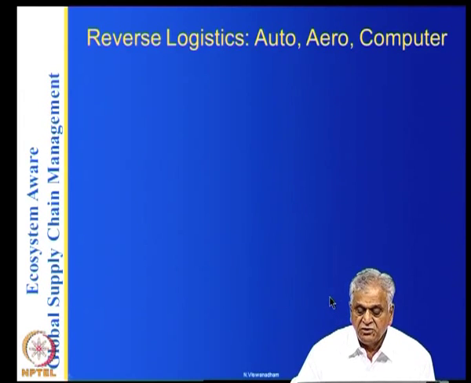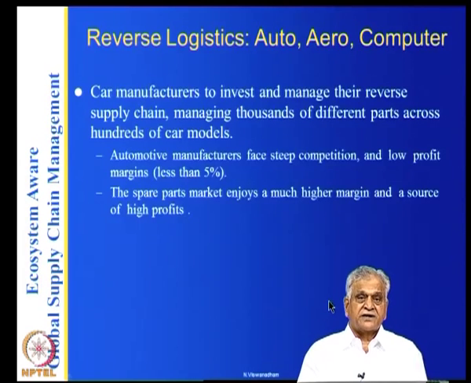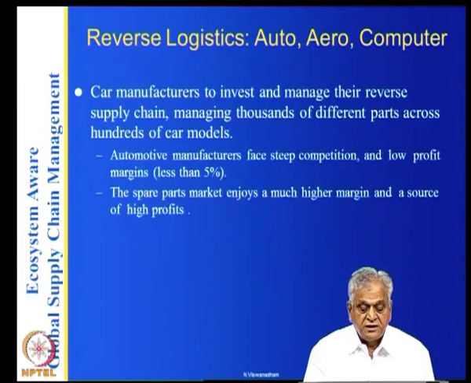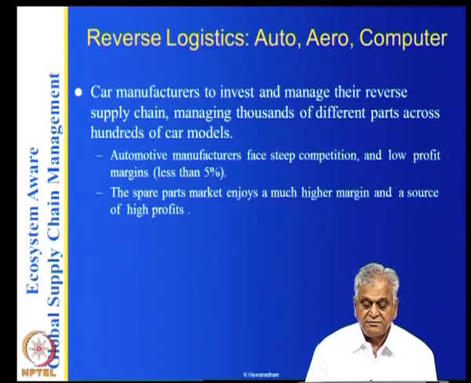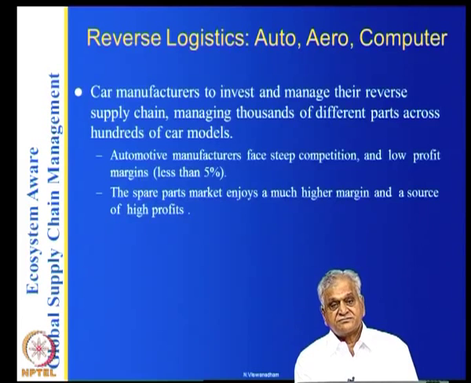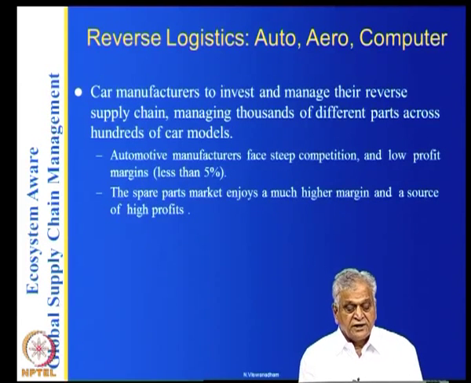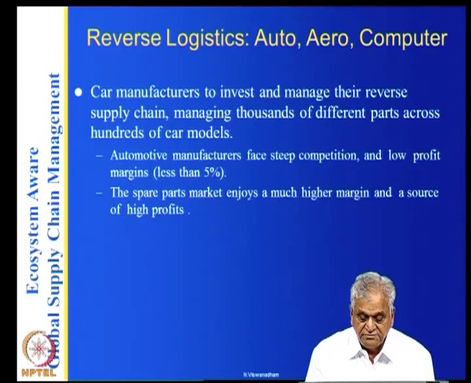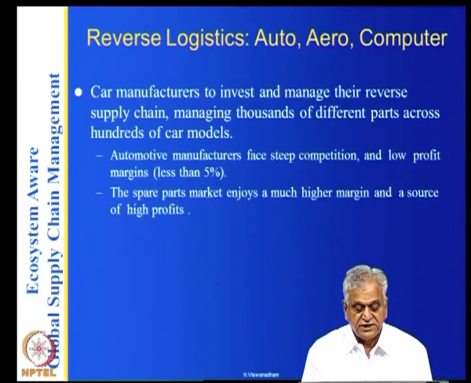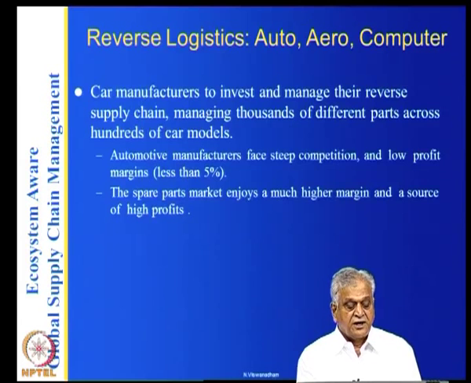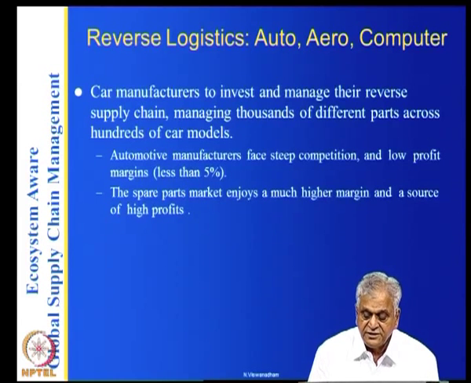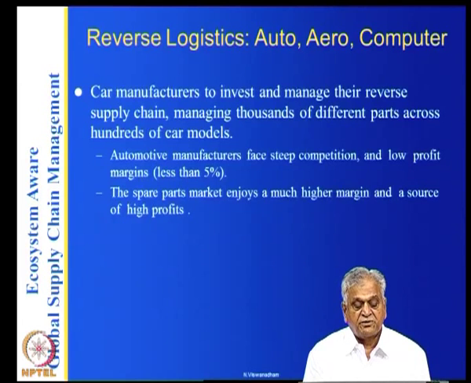So, reverse logistics in auto, aero and computers. Now, let us look at 3 examples. Car manufacturers invest in and manage their reverse supply chain, managing thousands of different parts across hundreds of car models. The car models change every year, and the cars need repair, so you need spare parts for them, and the spare parts are much more expensive than the original parts. So, automotive manufacturers try to keep the reverse logistics with them. The spare part market enjoys much higher margin and is a source of higher profits, whereas in the forward direction they make only 5%, because there is steep competition and low profit margins.